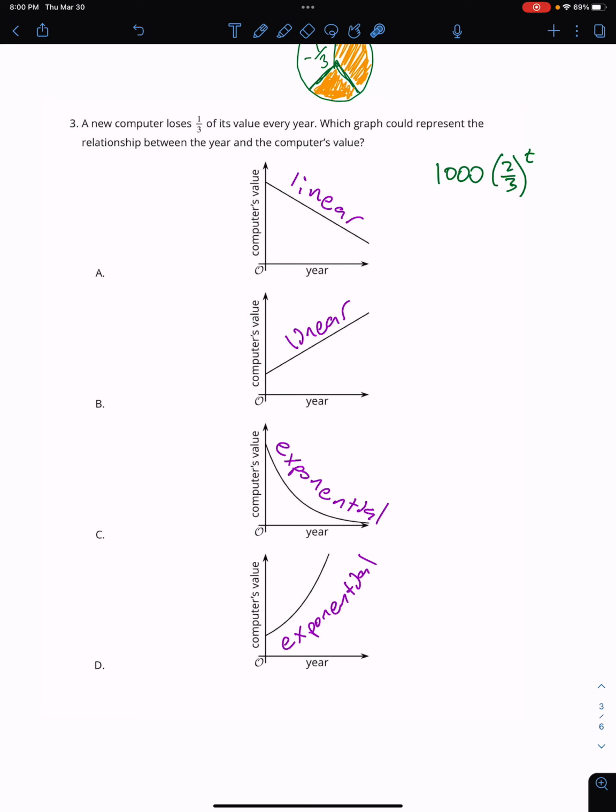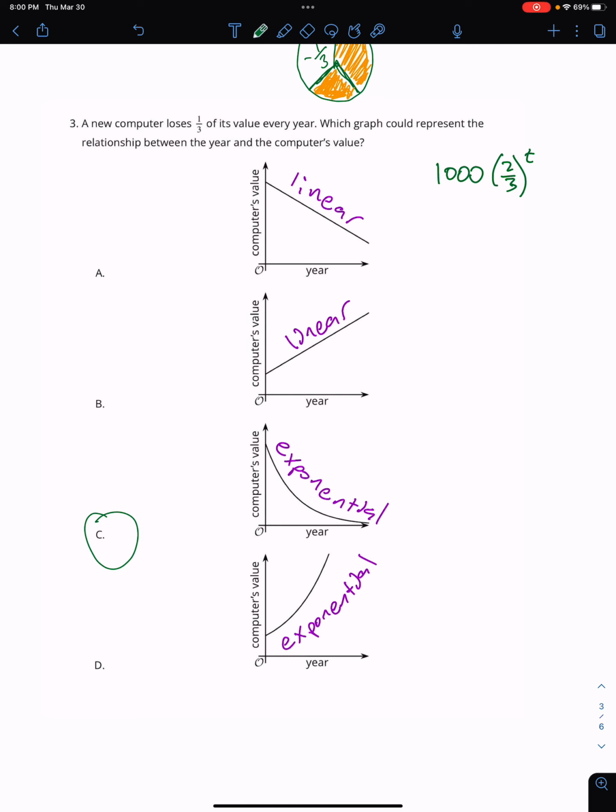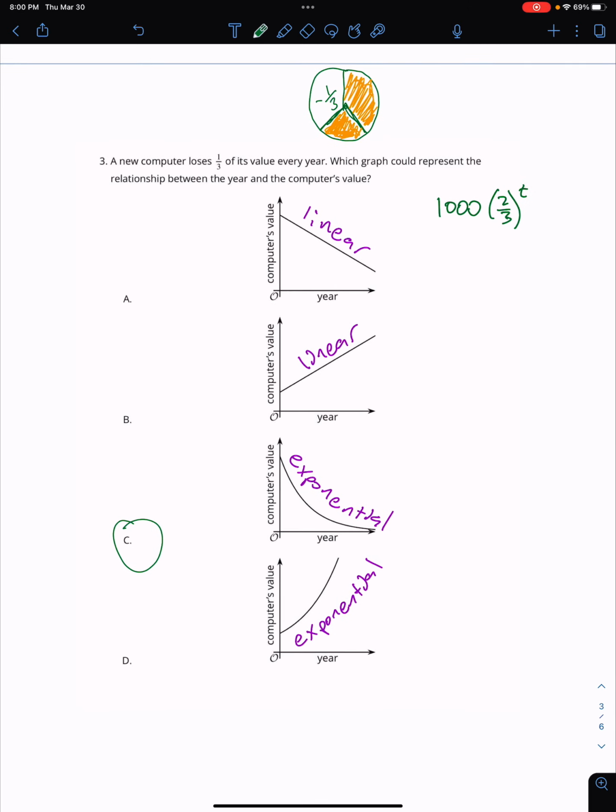So what are we going to do? Are we going up? Is this computer getting more valuable, like in D? No, it's getting less valuable because it's getting older and more obsolete each year that passes. So here's our exponential decay. The computer is declining in value. C is our answer. C, señor. Circle C for exponential decay. Don't go with the straight line, whatever you do.